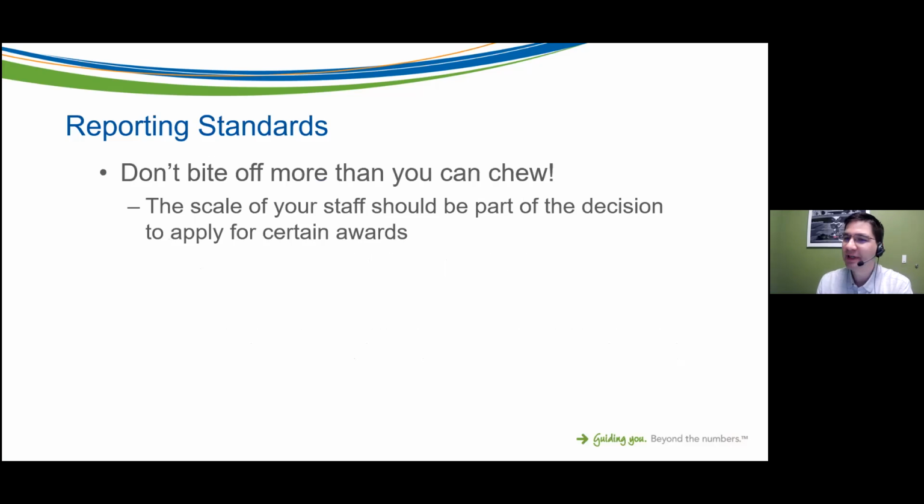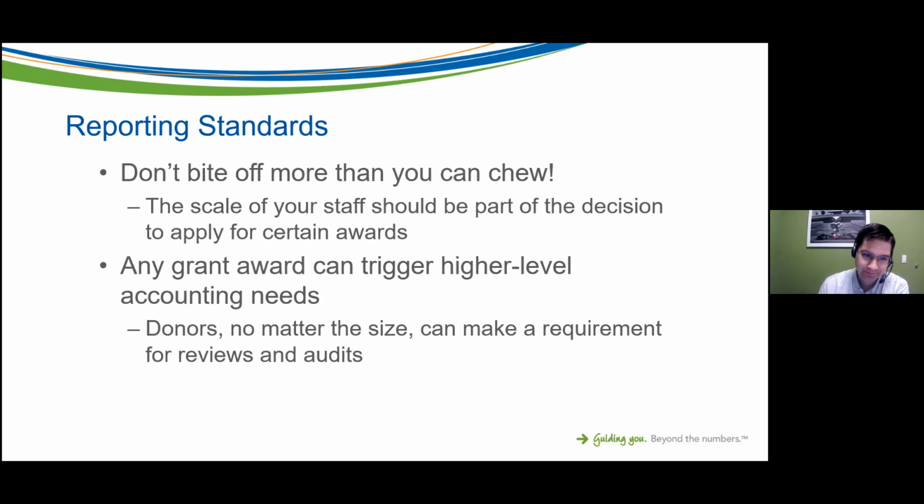As I mentioned before, don't bite off more than you can chew. The scale of your staff should be part of the decision when you apply. So if you only have one accountant and maybe a front desk worker and you're going to be applying for a $750,000 grant, you may want to reconsider that.